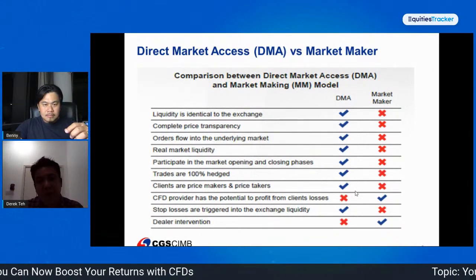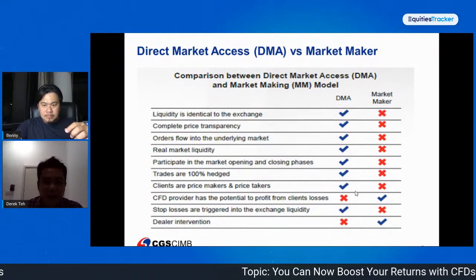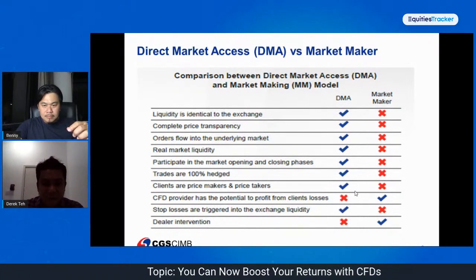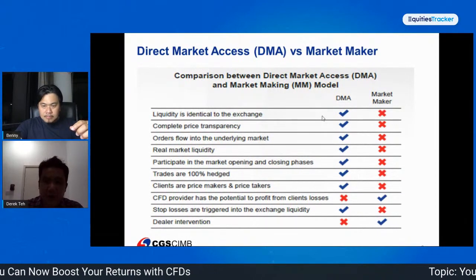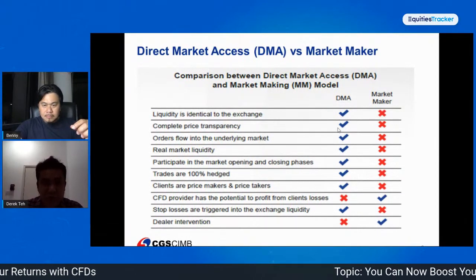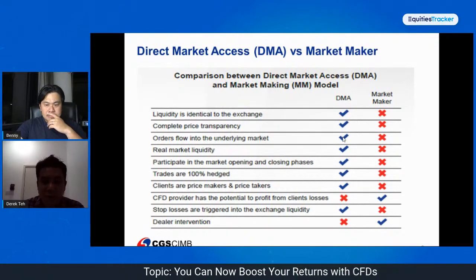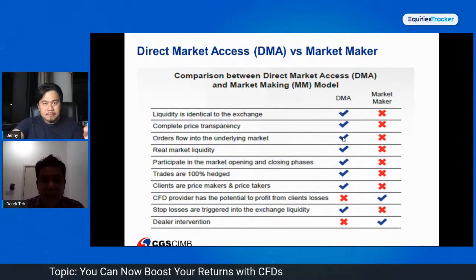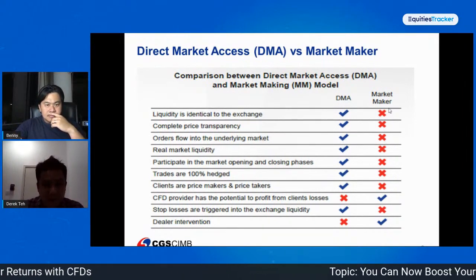Okay, this slide will show the comparison between the DMA model and the market making model in a more detailed and neat way. Under the DMA model, the liquidity is identical to the exchange. DMA provides complete price transparency. Order flow goes directly into the underlying market, and DMA provides the real market liquidity.